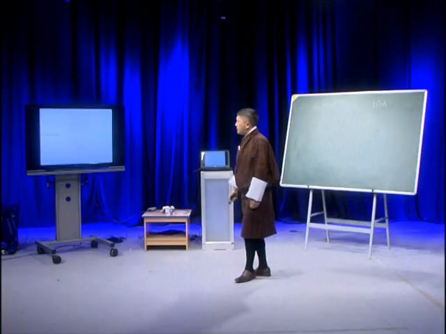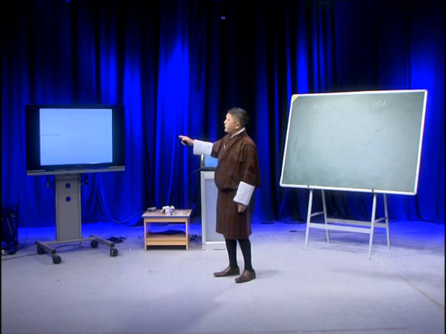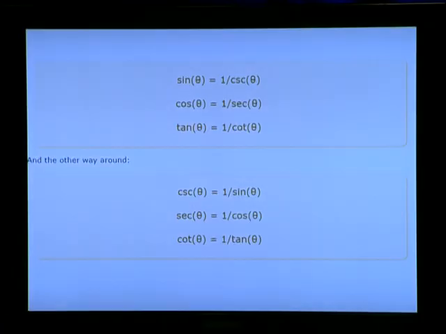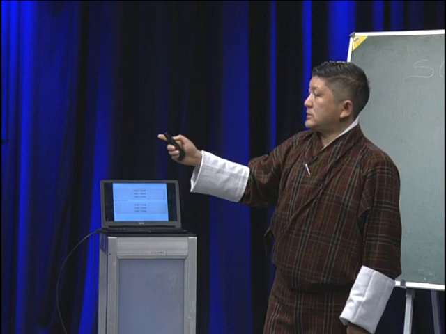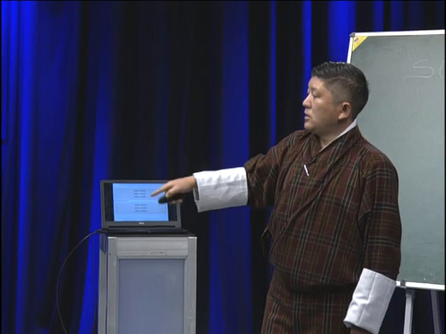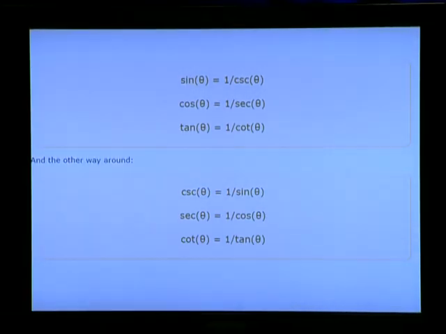Now if you see here, the sine of the angle is 1 over the cosecant of that angle, cos of the angle is 1 over sec of that angle, and tan of an angle is 1 over cot of that angle. Then if you go the other way around, the cosecant of an angle is 1 over the sine of that angle, secant is 1 over the cos of that angle, and cot of that angle is 1 over the tan of that angle.